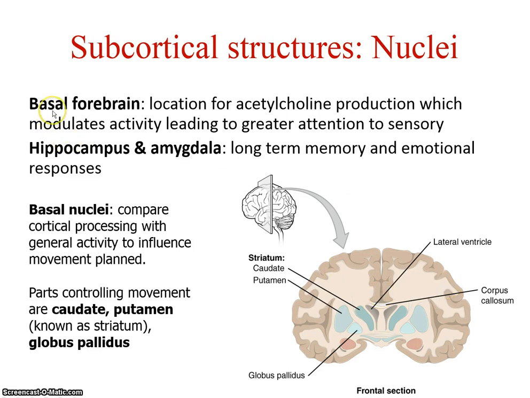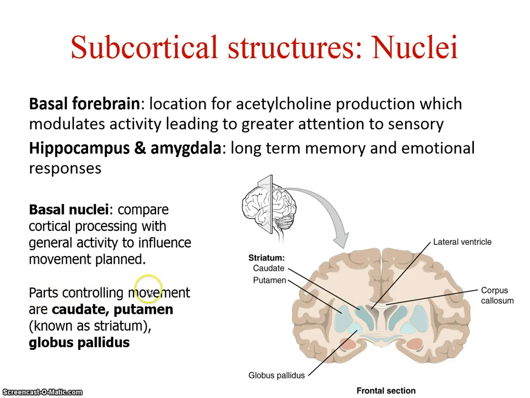All right, so there's a basal forebrain. This is where acetylcholine is produced and modulates activity, leading to the greater attention to sensory. There's a hippocampus and amygdala, where we formulate long-term memory and emotional responses. The basal nuclei, where we compare cortical processing. So in other words, basal nuclei helps us with the planning of movement. This is what is often a problem in people with Parkinson's. And again, basal nuclei help us plan our movements, right?